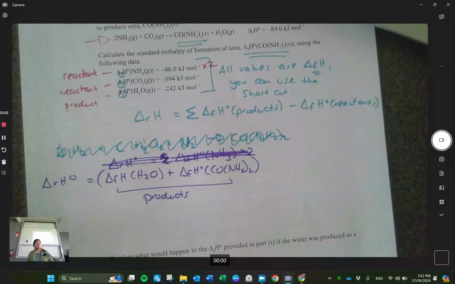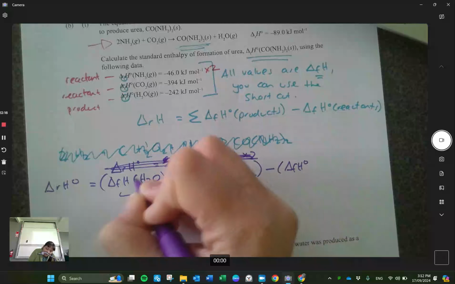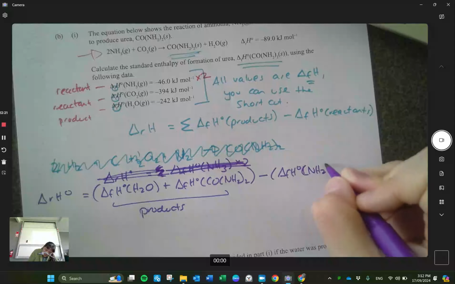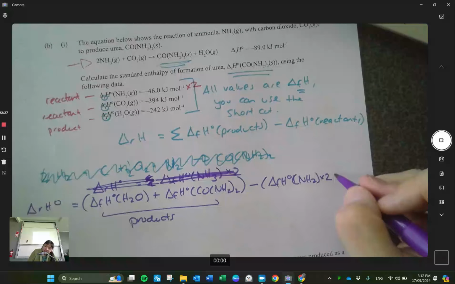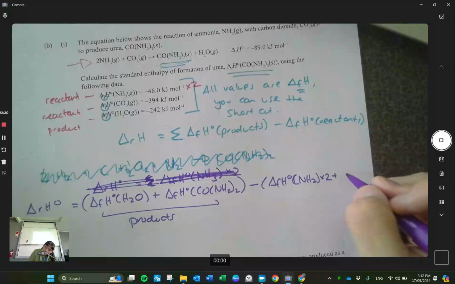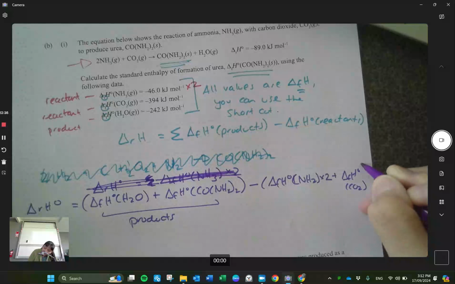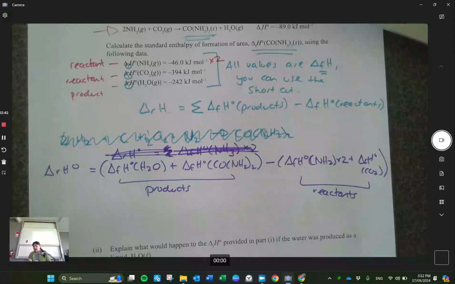I'm just showing you the setup of the equations. Then I'm subtracting away the reactant. So reactant-wise, I have delta FH of the ammonia. Now remember we have to times that by 2. And then the next thing we have to add in is our other reactant, delta FH of CO2. And that's our reactants. I personally don't like this method as much because I find the other one easier. So if you want to use Hess's law for this, you can. You don't have to do it that way.